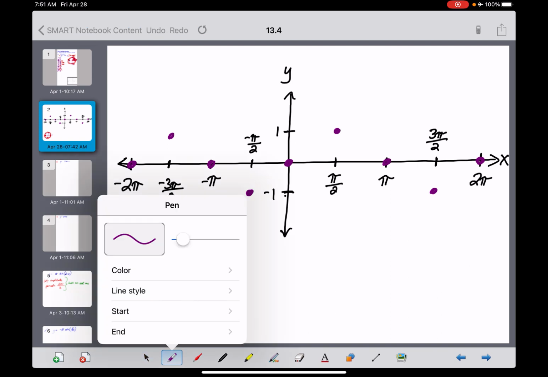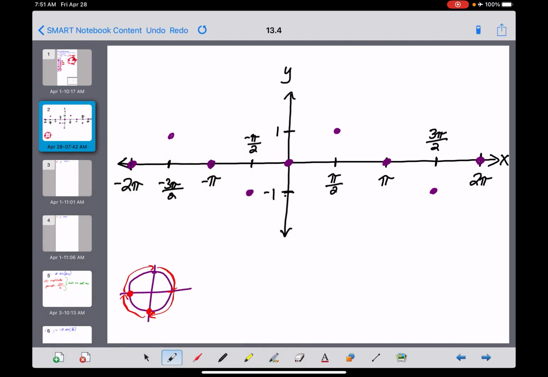I'm going to switch back to black for just a second here. Let's see. Pi over 4 would be right there between 0 and pi over 2. Pi over 6 would be just a little bit to the left of that. Pi over 3 would be a little bit to the right of that. And this right here would be a y value of about 1/2.